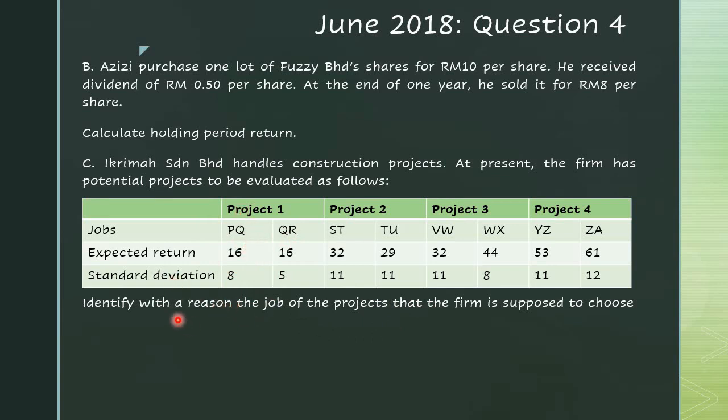Okay, so you can clearly see under project 1 the expected return for both jobs are similar. So you choose the one with the lower risk, so you choose QR. Project 2 also has a similar level of risk, so you choose the one with the higher return, which means you choose ST. But for project 3 and project 4, you can see that the risks are different and also the returns are different. Therefore, you need to calculate coefficients of variation.